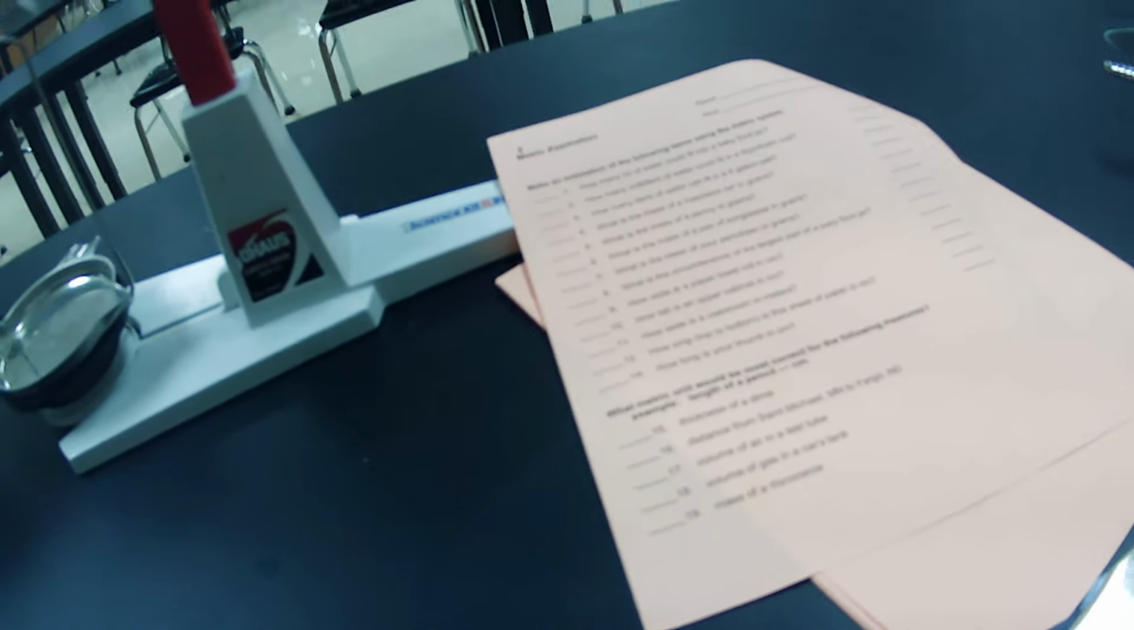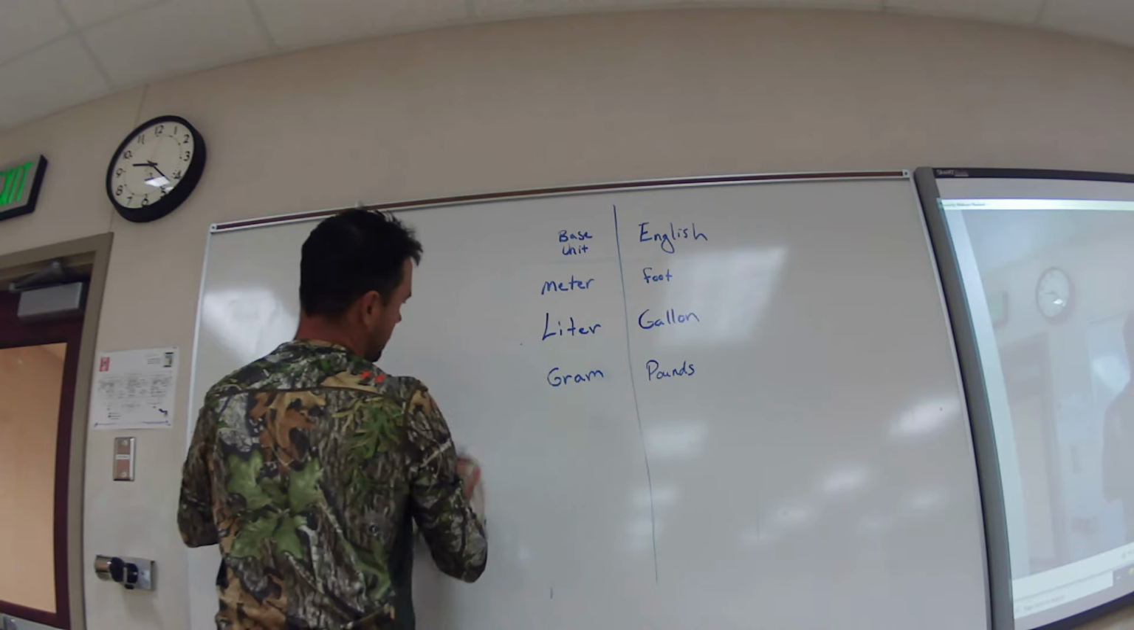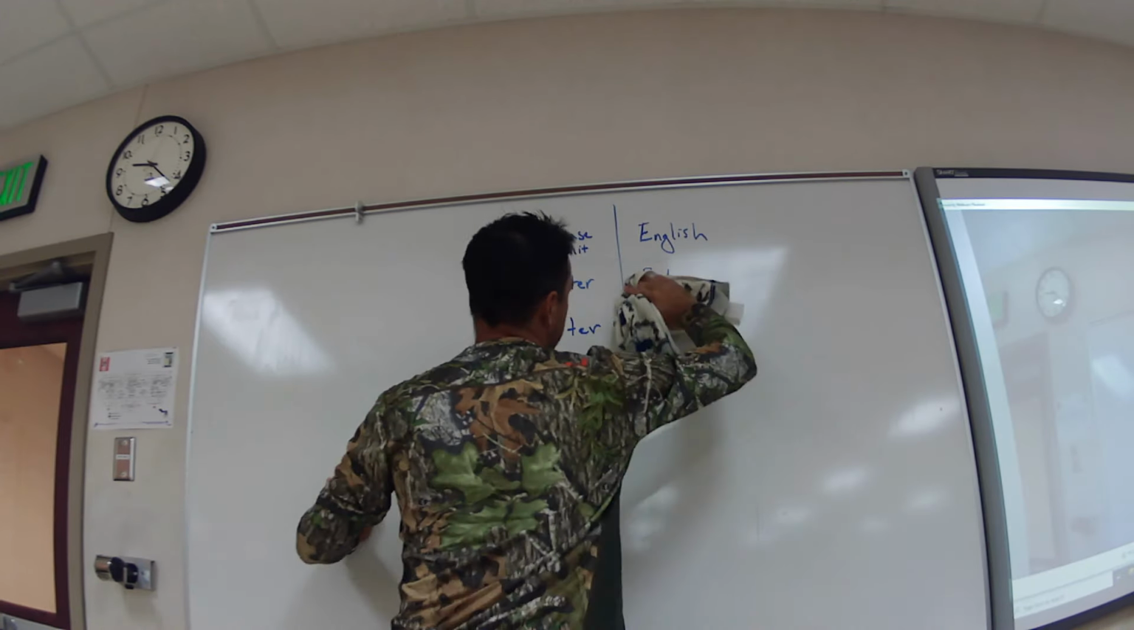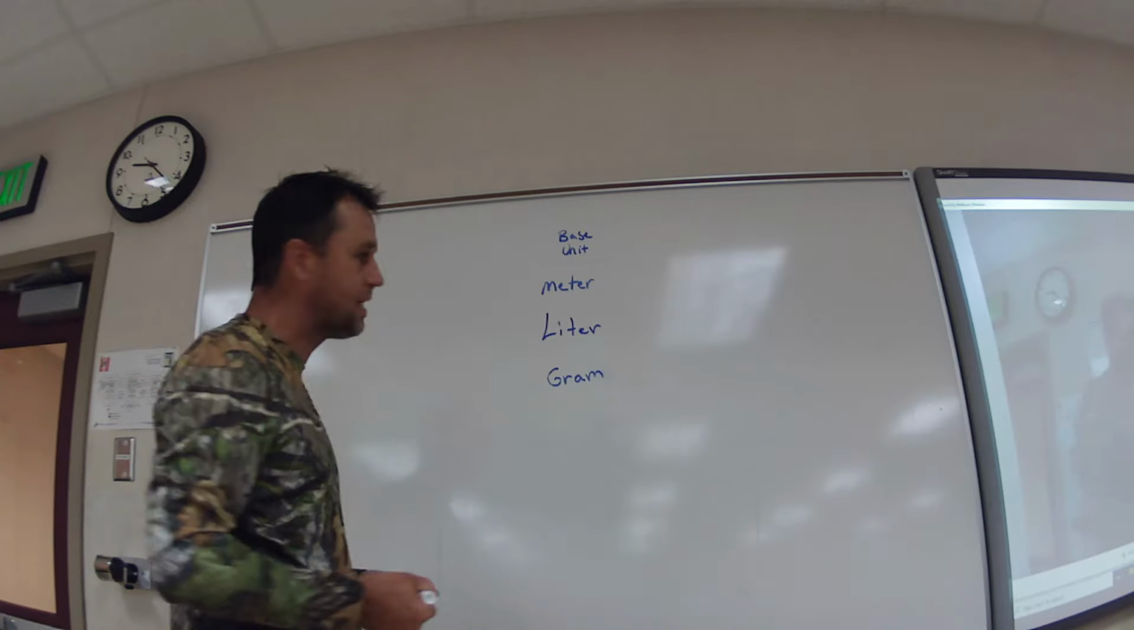Okay, so I've got these base units, meter, liter, gram, and I want to use some prefixes. Now, prefixes go in front of a word, and they modify it. And in the metric system, the prefixes are going to multiply by 10, by 100, by 1,000, or divide by 10, by 100, by 1,000. So they're going to make something bigger or smaller by adding that prefix. They're not the same size.